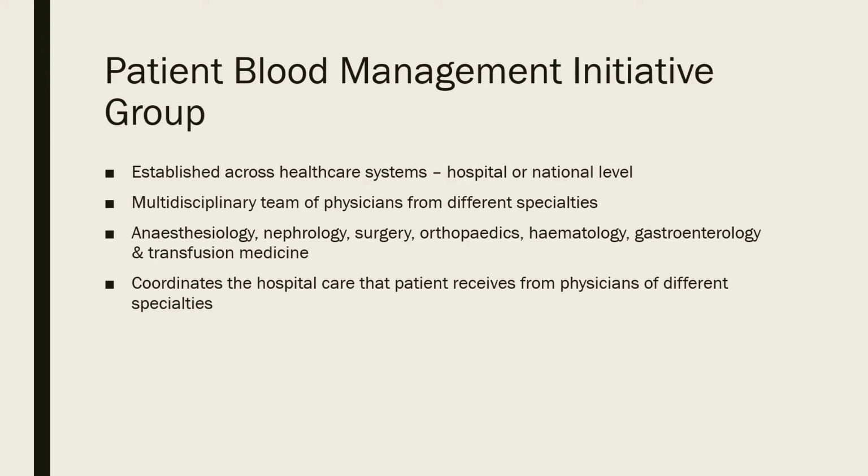For example, for a patient who is undergoing cardiopulmonary bypass surgery, the representatives may come from the cardiovascular and thoracic surgery team, anesthetic team, transfusion medicine team, or cardiology or medical team themselves. However, who is initiating the group is always controversial. Most of the time, it is initiated by the department that plans the surgery for the patient, which in this case is the cardiovascular and thoracic surgery department. In other words, the patient blood management initiative group coordinates the hospital care that the patient receives from physicians of different specialties.